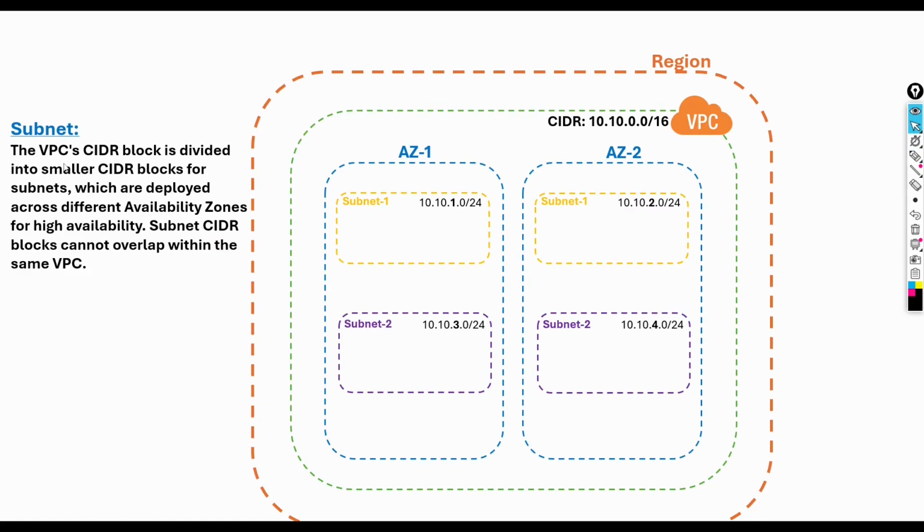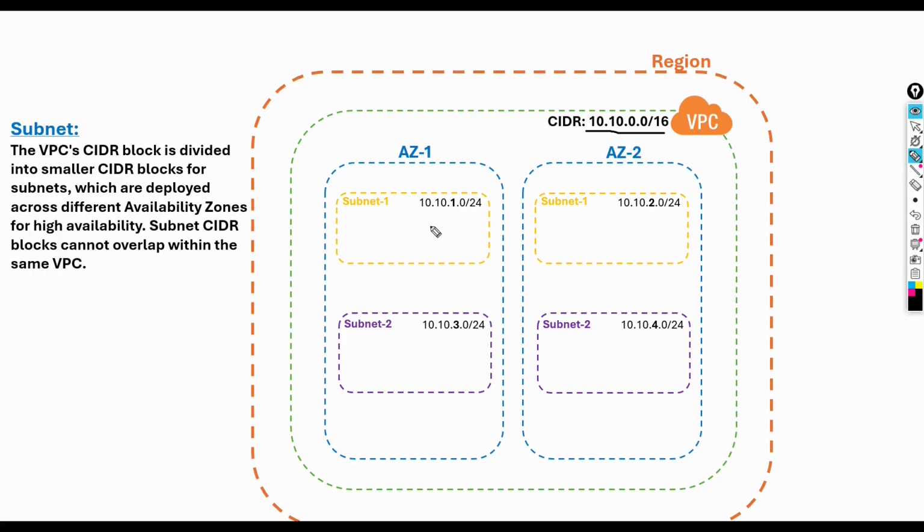Subnets. The VPC CIDR block is divided into smaller CIDR blocks for subnets, which are deployed across different availability zones for high availability. Subnet CIDR blocks cannot overlap within the same VPC. So in this example, if you see, this is the CIDR block and we have divided it into a few subnets that you can see here. Subnet 1 is 10.10.1.0/24. Subnet 2 is 10.10.3.0/24 in AZ1. Similarly in AZ2.